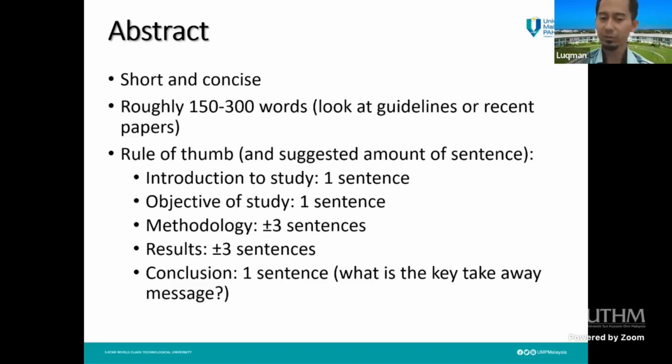The rule of thumb, and this is just a suggested number of sentences: first of all, an introduction to the study. This study investigates so-and-so. Then the objective of the study, why you did it. Then the methodology, which needs a little more detail: what you did, tensile tests or so on, around three plus or minus sentences. Results are also around three plus or minus sentences. There's no discussion in the abstract; this is my school of thought, so in my abstracts I don't include discussion. And then the conclusion in one sentence. What is the key takeaway message? This is what's in our conclusion, from all the results, what we actually want to convey.